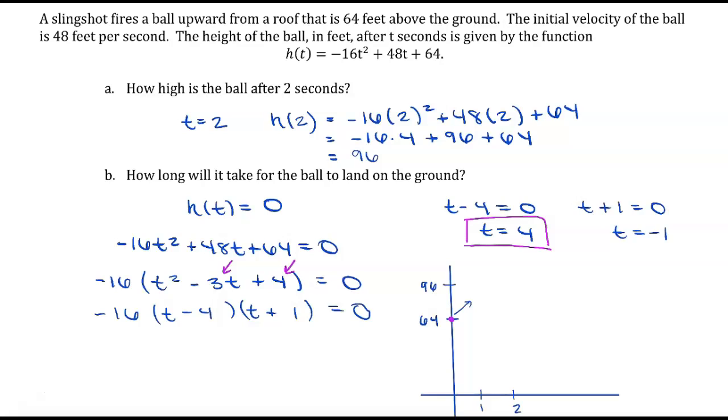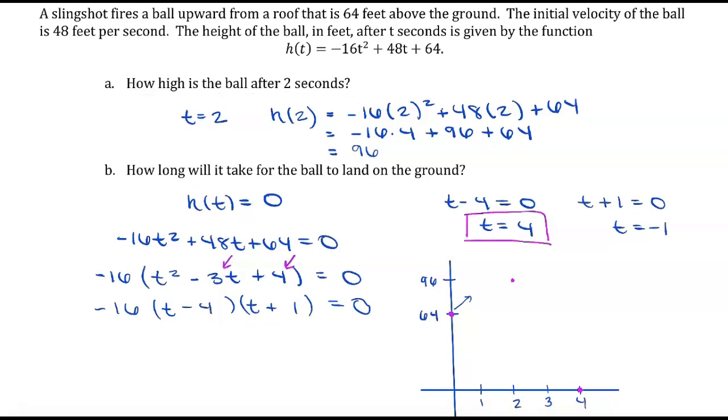When t is 2, h is 96. Finally, we learned that 4 seconds after the slingshot fires the ball hits the ground. So we can add that point to our graph. We need more information to graph this function more accurately, but here's a sketch of what this function looks like. Notice that the reason why we also got a solution of t equal to negative 1 is if we drew in the rest of this function, we would have a second solution for h equaling 0 when t is equal to negative 1.